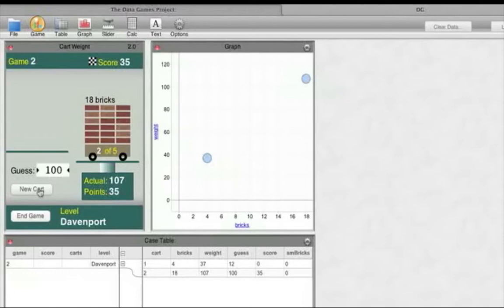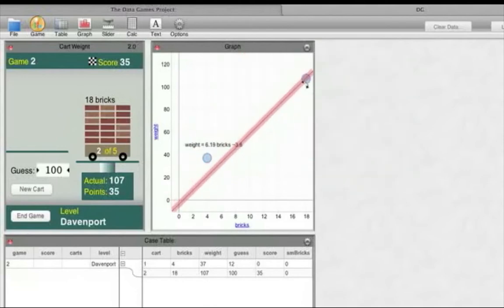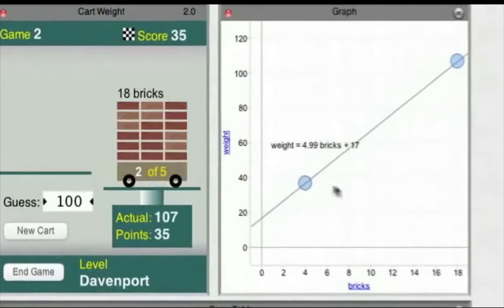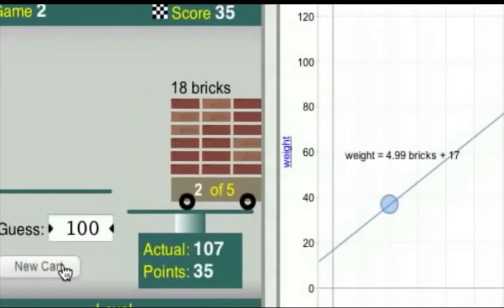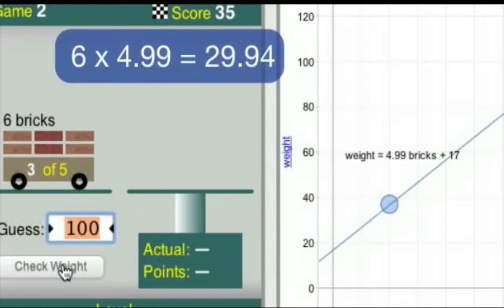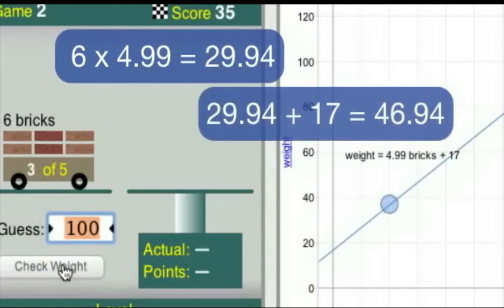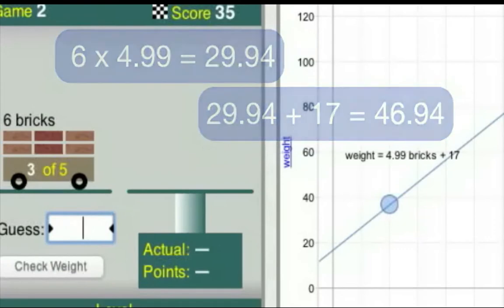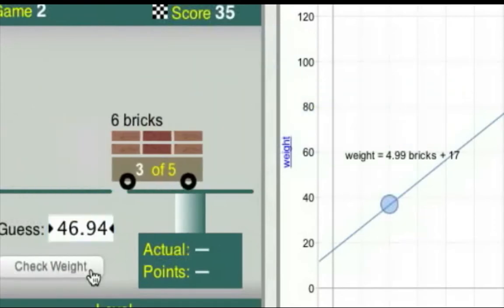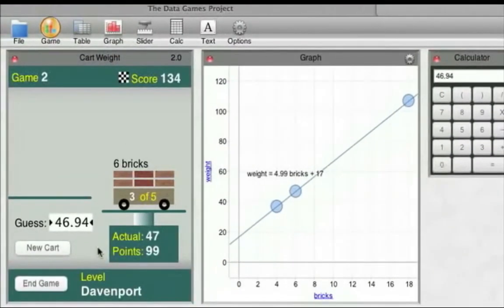This is the point where we want students to use a graph to really see the data. When my movable line lines up pretty well with the points, I have a model, and I get an equation for the weight in terms of the number of bricks. When I get the next cart and I see there are 6 bricks, I can just use this formula. 6 times 4.99 is 29.94, plus 17 is 46.94. So I type in 46.94 and check the weight, and sure enough, the actual weight was 47. It's really close, gives us 99 more points. That's more like it. Students can use this technique to make good predictions and win the level.